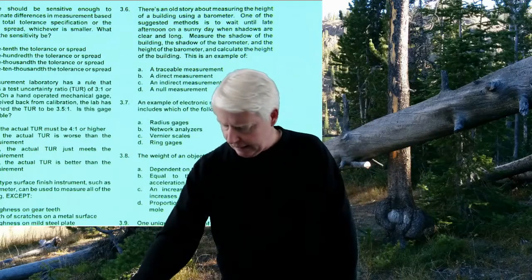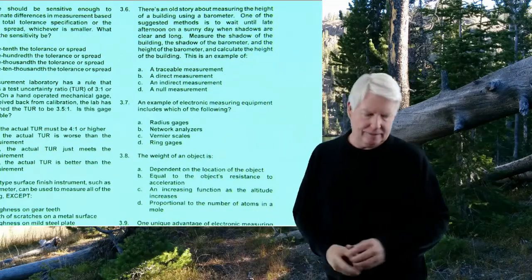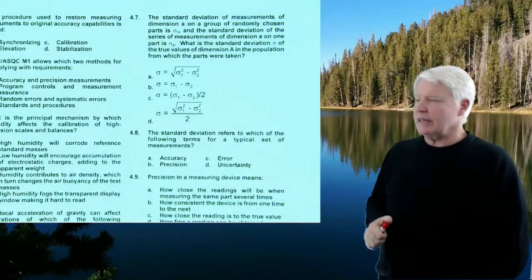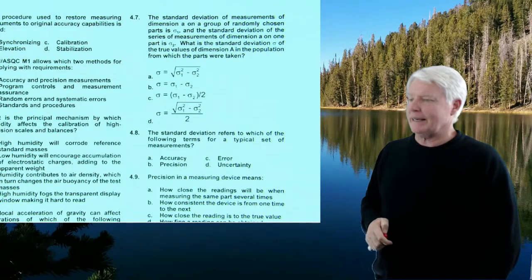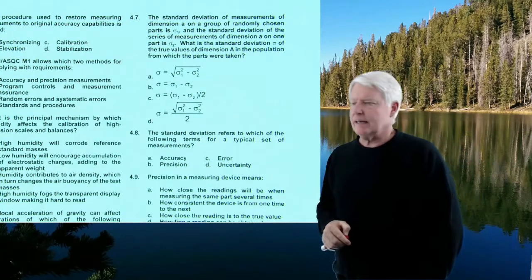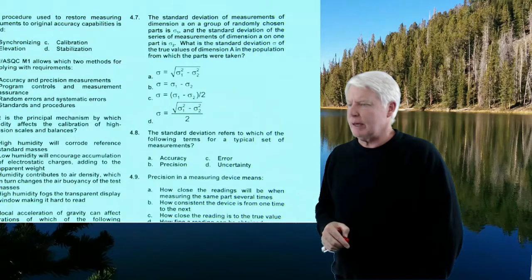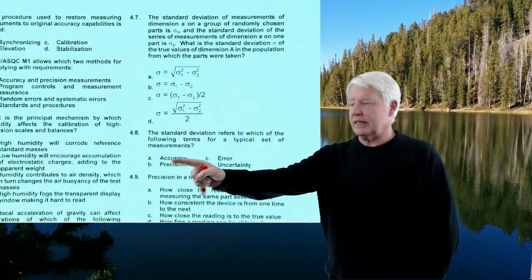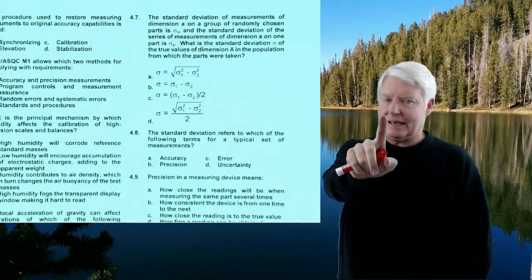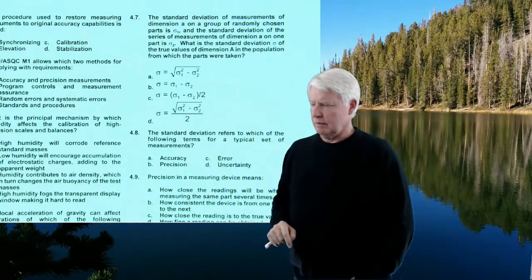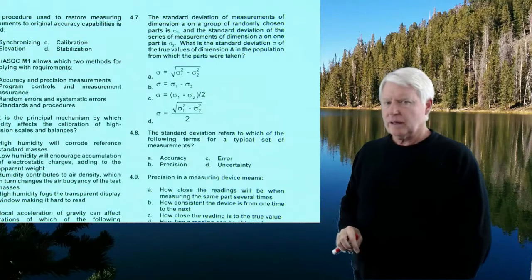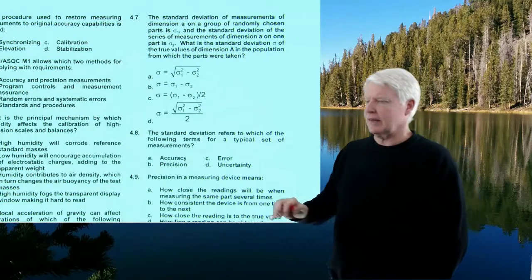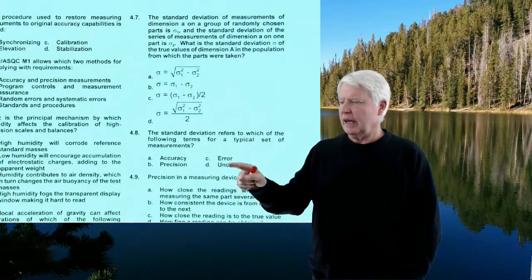3.8, lay it on me. Yes, right again. 4.8, the standard deviation refers to which of the following terms for a typical set of measurements. The standard deviation. It's not accuracy. Accuracy refers to bias. Remember that. They're going to test you on that. High accuracy means low bias. That always shows up on the test. Error.